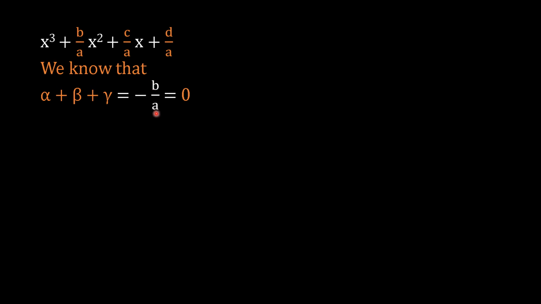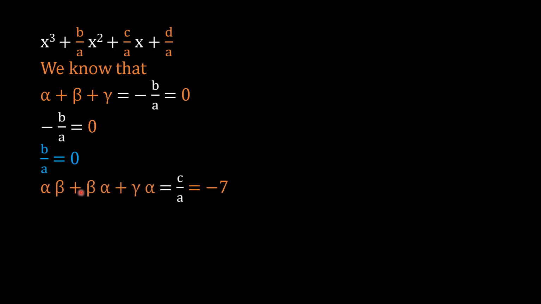For a cubic polynomial, we already know that alpha plus beta plus gamma equals minus b upon a, which in this problem is given to be 0. Therefore, minus b upon a will be 0. That is, b upon a is 0. Next, we know alpha beta plus beta gamma plus gamma alpha equals c upon a, which is given to be minus 7 in this problem. So, we write c upon a equals minus 7.